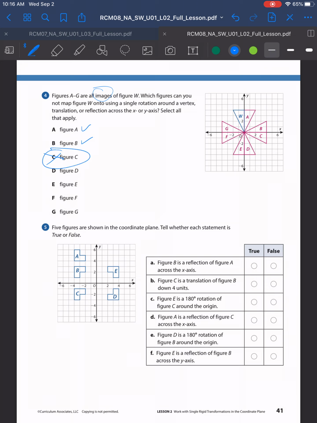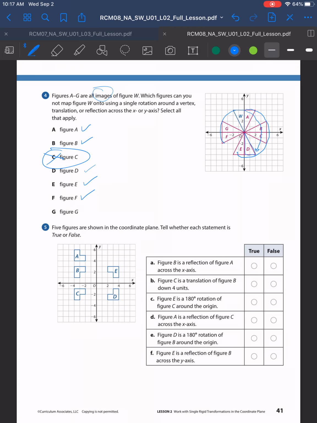Figure D. If I were to keep rotating this, it would eventually land there. We like D. How about E? If I were to keep rotating, I believe it would land on E nicely. So I do like E. How about F? If I were to rotate this, it would land on F.